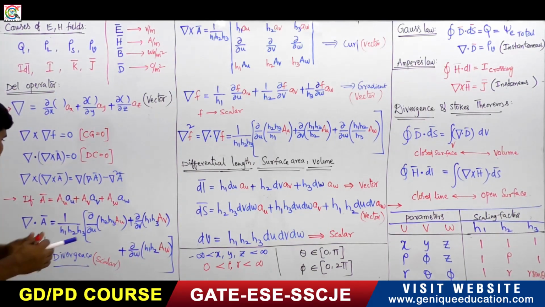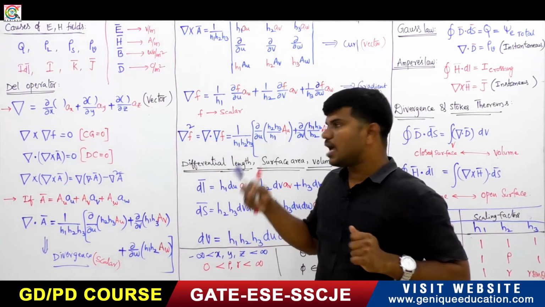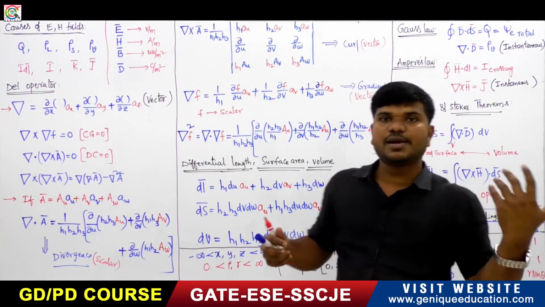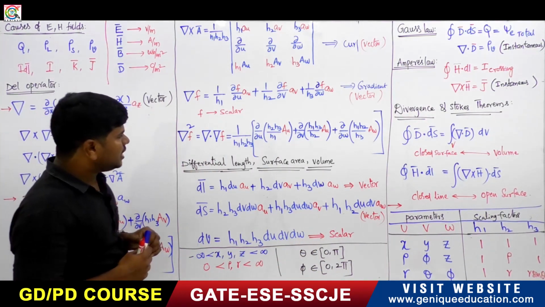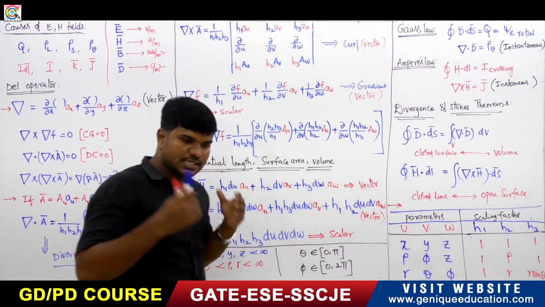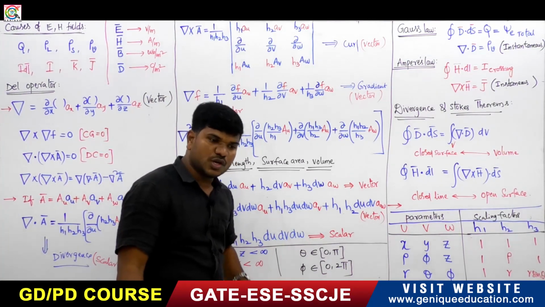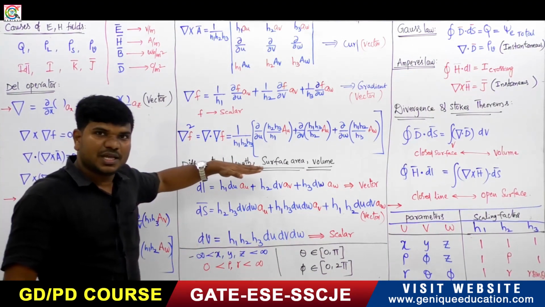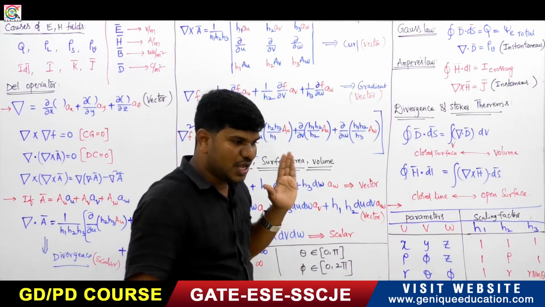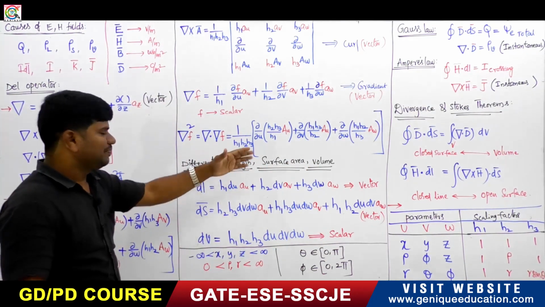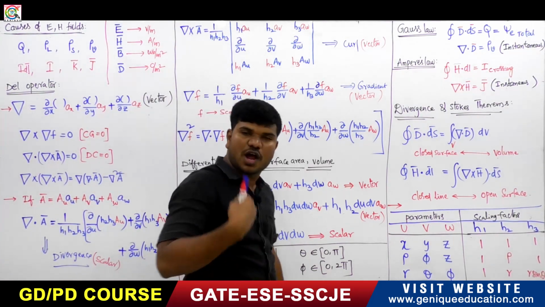Now, after finding the divergence, curl, gradient and Laplacian, which are very, very important concepts, the next one is the differential length, surface area and volume. What is the differential length? What is the differential surface area and differential volume? Without these three concepts, there is no integration and there is no derivation for this. So you have to focus on differential length, differential area and differential volume.